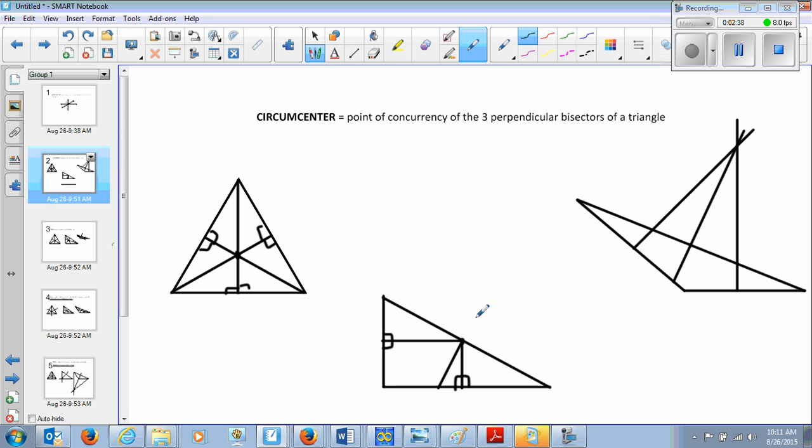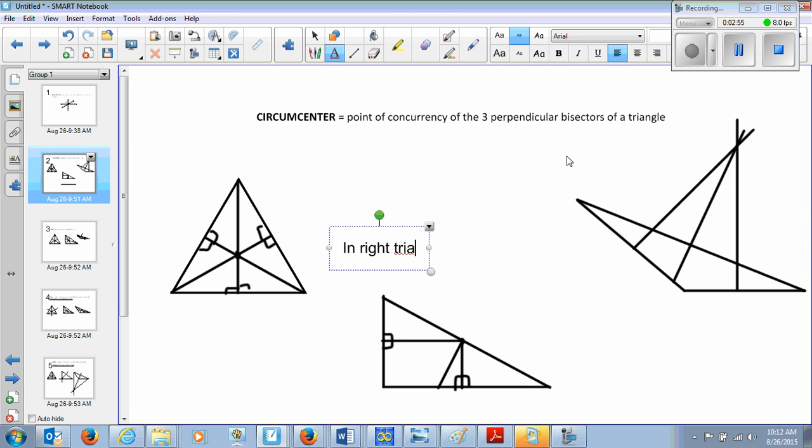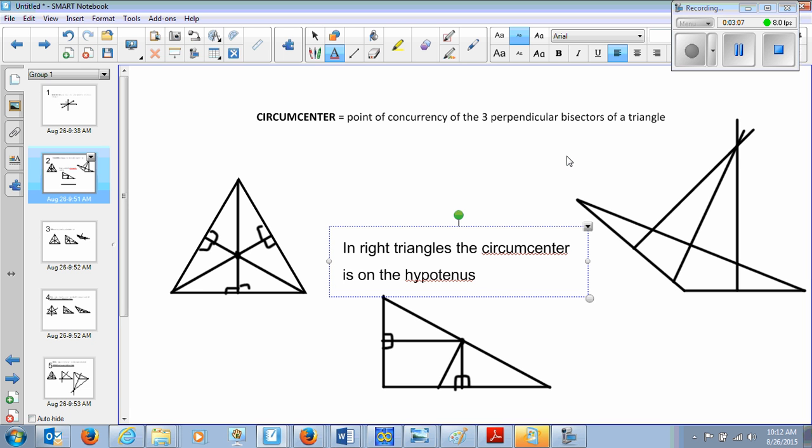But the important thing to remember is that when it's a right triangle, I'll write this down and show you this. In right triangles, the circumcenter is on the hypotenuse, which is the longest side of a right triangle. It's actually in the middle of the hypotenuse there.